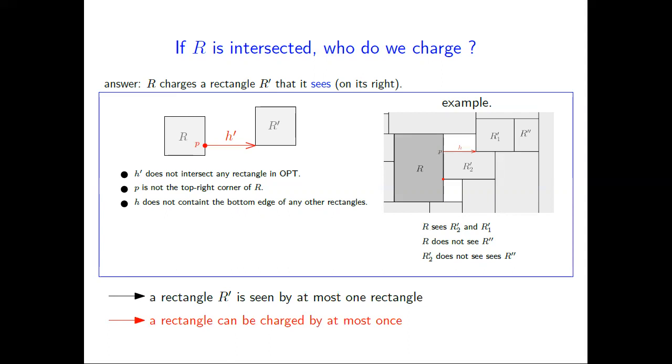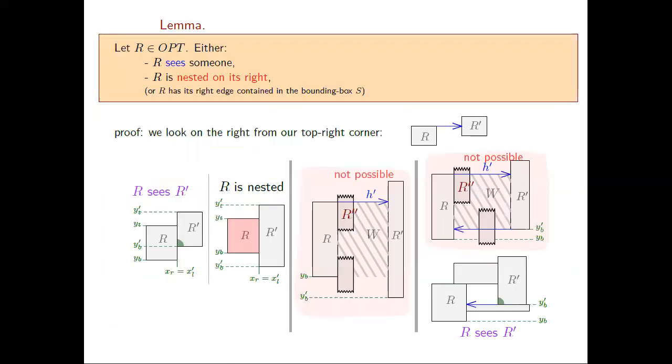So basically that's the idea, more precisely how to charge, who to charge. The rectangle can see a number of others, right? Yes, and in that case, you can decide who you want to charge arbitrarily. Yes, yes. Okay. Because in the difficult case, you see only one rectangle.